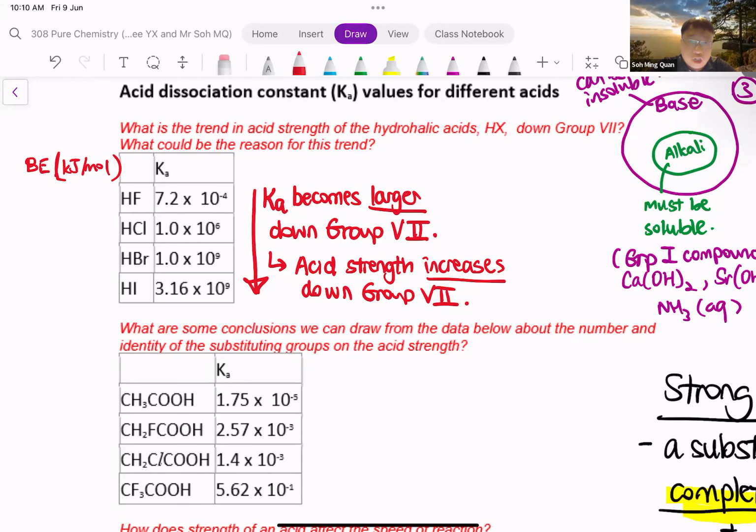So let's look at the bond energy now. Okay, I will search out the bond energy in a bit. Just give me a while. The first one, HF is 562.